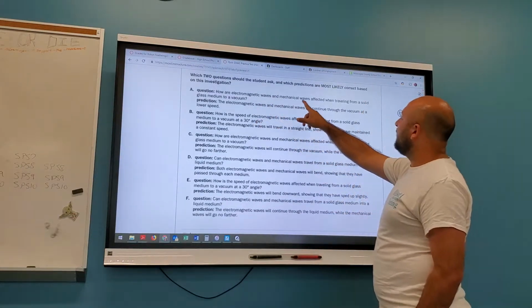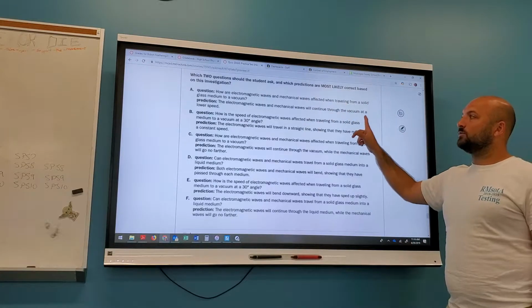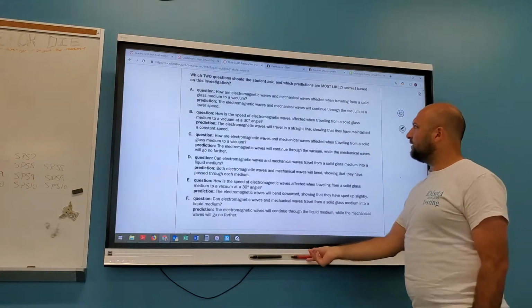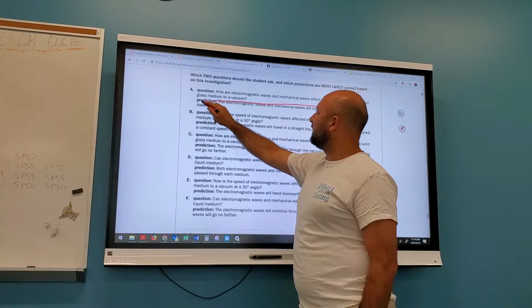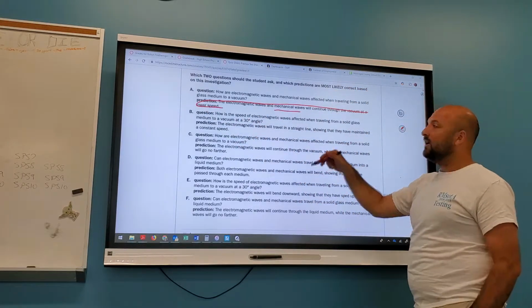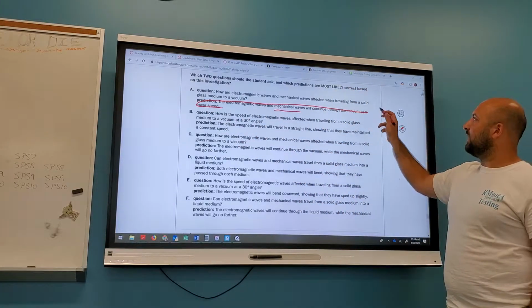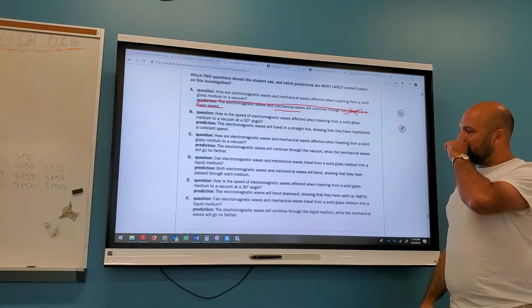So EM waves and mechanical waves will continue through a vacuum at a lower speed. No, absolutely not. Because mechanical waves are sound waves, and sound waves need a medium. They cannot go through a vacuum. All right, let's look at B.